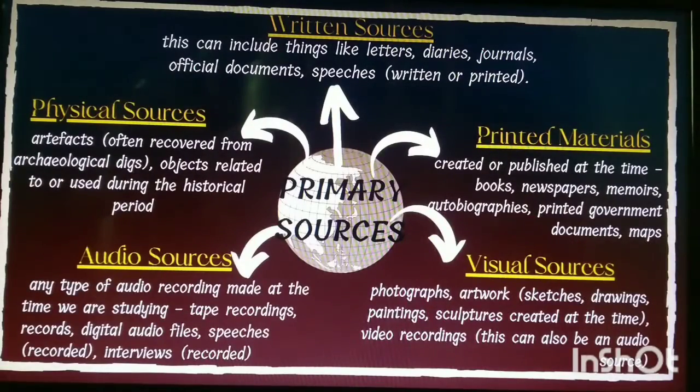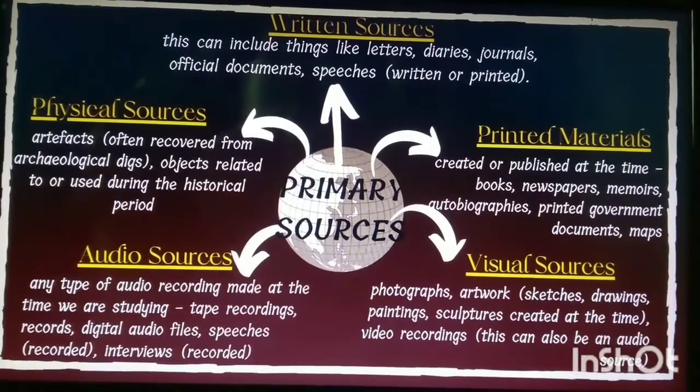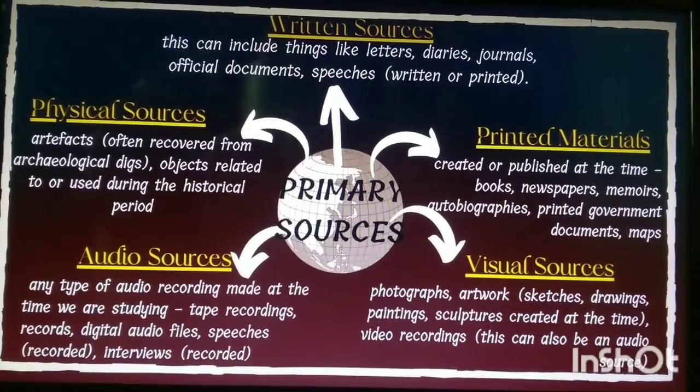Now, when we talk about primary sources, they have 5 elements. First one, written source. This can include things like letters, diaries, journals, speeches, documents. Second one is printed material. This is created or published at the time when the event occurred. For example, books, newspapers, printed documents, maps.